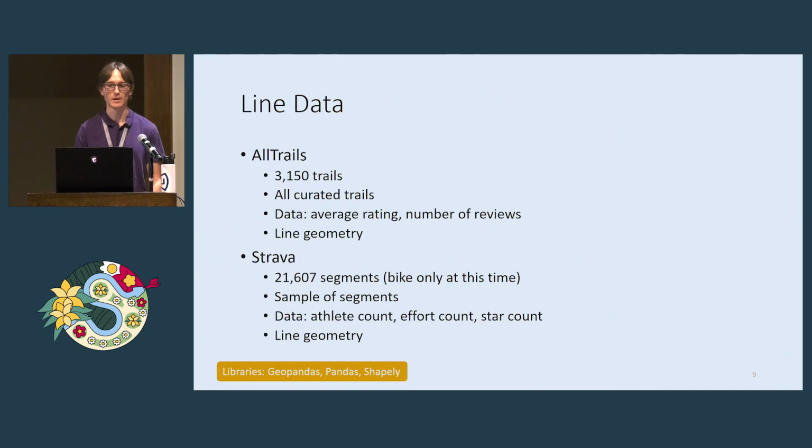So first step in creating presence data for us was to gather linear data. AllTrails does not currently have an API, but they did allow us to manually download trail geometry, average ratings, and the review counts for all those trails. So we were able to collect all 3,000 of their curated trails. Strava has a really good API.